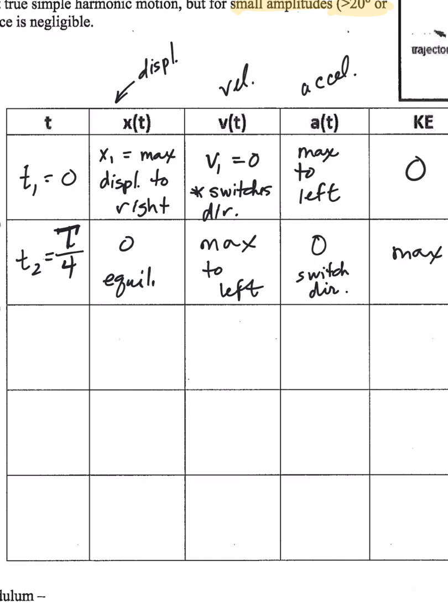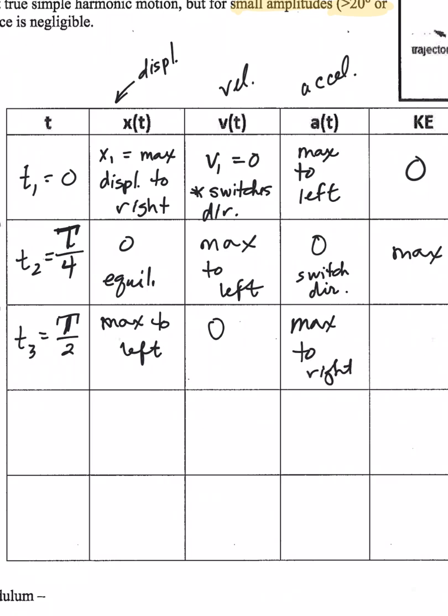Now we're at T sub 3, which is the period divided by 2, isn't it? Big T is period. So now we are displacement. Our displacement is the max to where? Yeah. Max to the left. Velocity is what now? 0, because it's doing what? Switching directions. So every time it switches directions, your velocity is going to go to what? 0. All right, now acceleration this time is going to be what? Yep. Max to the right.